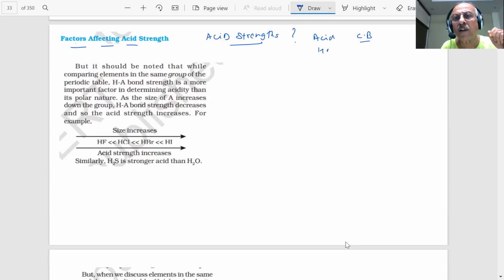So if HI is dissociating into I minus and H plus, we are saying that if this conjugate base is very strong, it will go back. But if it becomes stable, then it goes more forward. And that depends on the charge density. If the charge density is very high, what will happen? It will immediately react back.